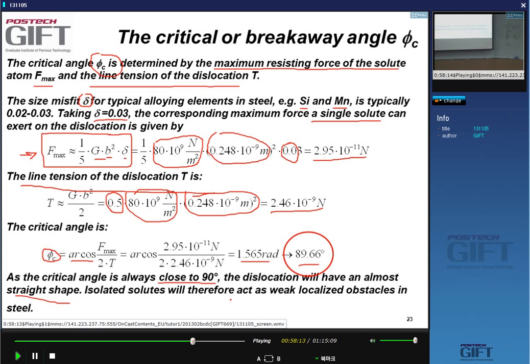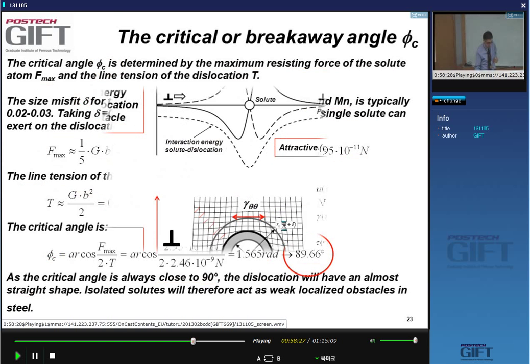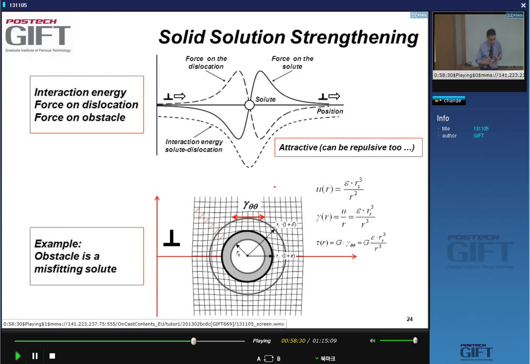Don't forget, this is one single atom. Of course, the strengthening comes from adding more atoms, to get more solid solution strengthening. Okay, so now, how do we calculate this F?